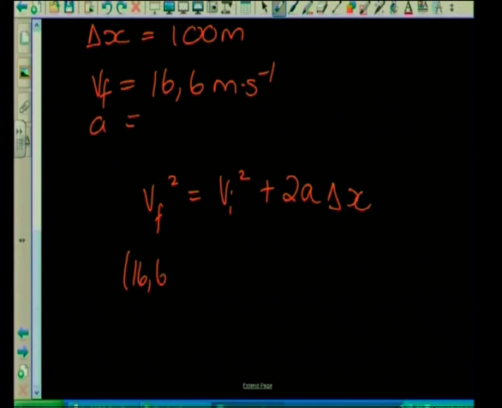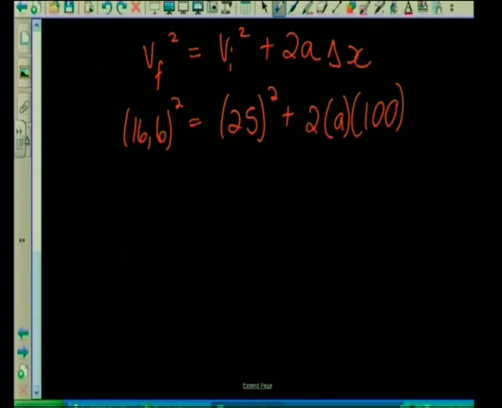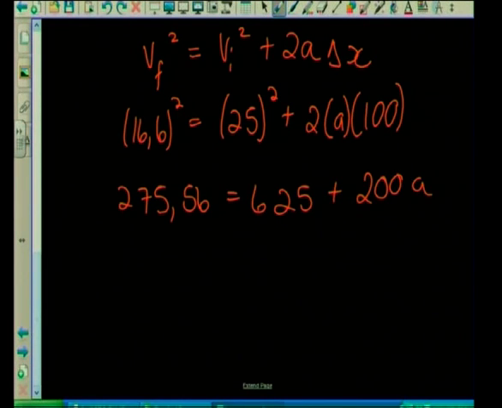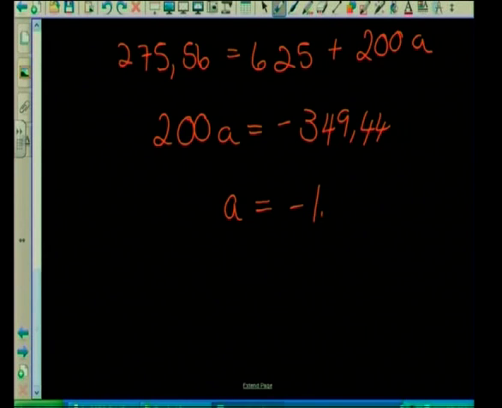VF being 16,6, VI is 25, and he wants to go 100 meters. So VF squared, this is 275,56. 25 squared is 625. That's 200A. You would minus 625 on both sides. Gives me minus 349,44. I'm going to divide by 200, and my A is minus 1,75 meters per second squared.